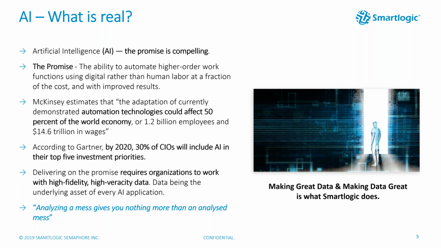We're going to talk about slightly more down to earth, how you get your AI to work. But it's an interesting concept. Gartner was saying that by 2020, 30%, a third of all the CIOs, will have included AI in their top 5 investment priorities. But delivering on the promise to automate higher order work functions with better quality requires organizations to work with high fidelity, high veracity data, because data is the underlying asset of every AI application. And it goes without saying that analyzing a mess gives you nothing more than an analyzed mess.